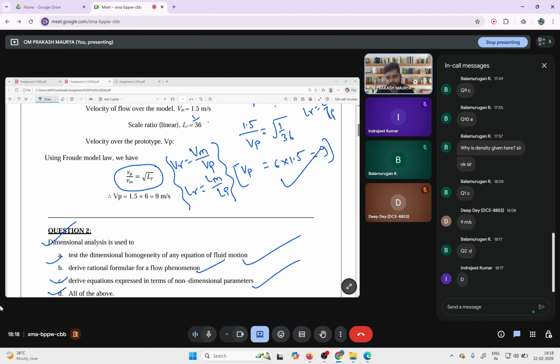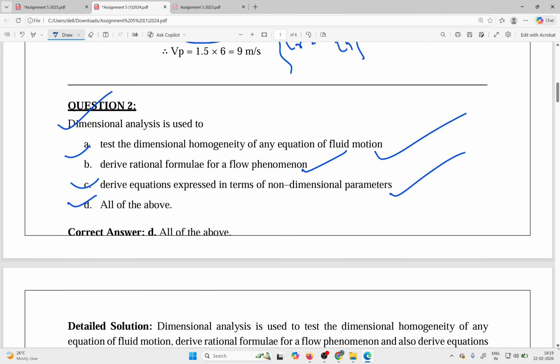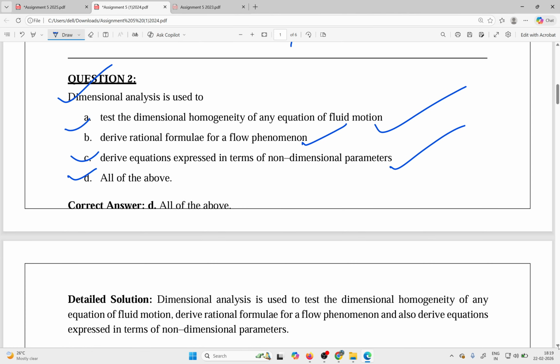Okay, so yes, here all option is correct. We use dimensional analysis for all of these, whatever is explained in option A, B, C, D. We use dimensional analysis to test the dimensional homogeneity for any equation. We use it to derive the rational formulas for a flow phenomena. We derive the equation expressed in terms of non-dimensional parameters also. So remember please, very important. So both statements are correct. So the detailed solution here is written.